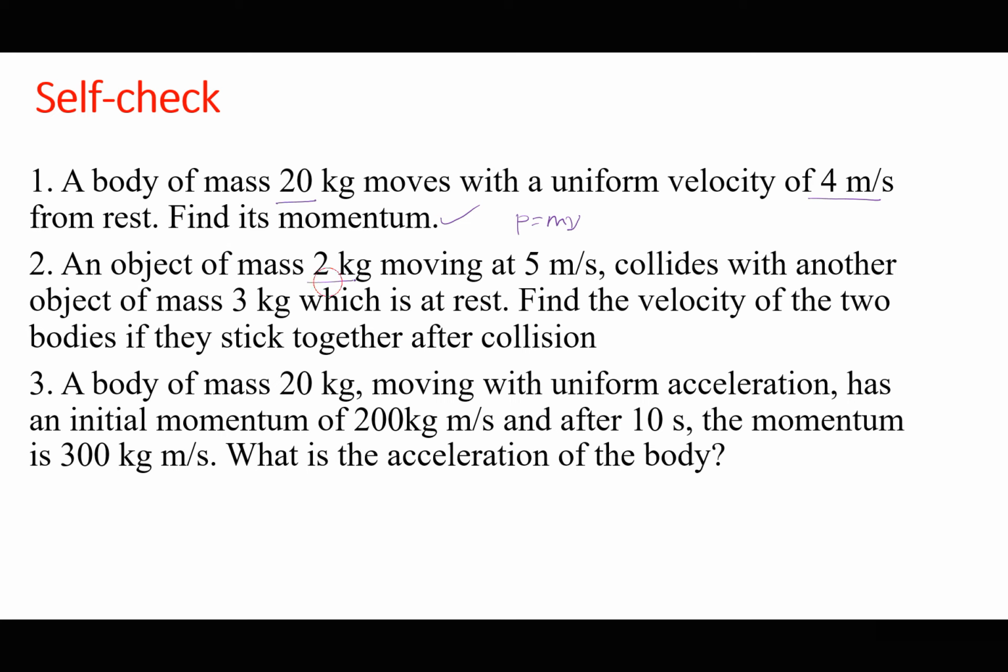An object of mass 2 kilograms moving at 5 meters per second collides with another object of 3 kilograms, which is at rest. That means here velocity is 0. Find the velocity of the two bodies if they stick together after collision. We have done such an example. Total momentum before collision should be equal to total momentum after collision, but if they stick together, it becomes one mass, which will be 3 plus 2. You should be able to get that answer.